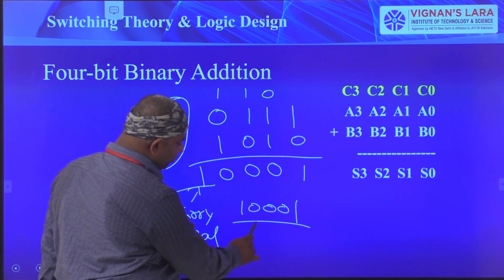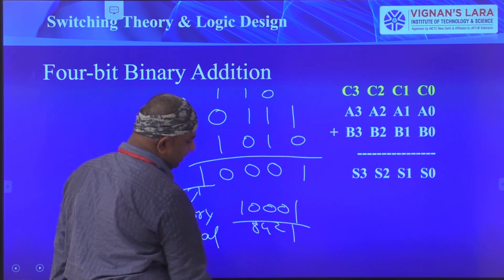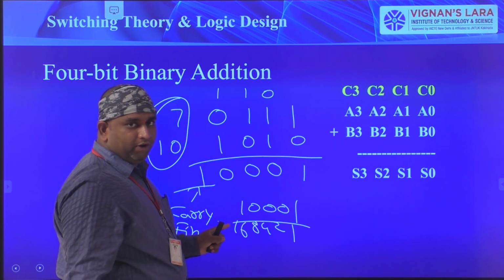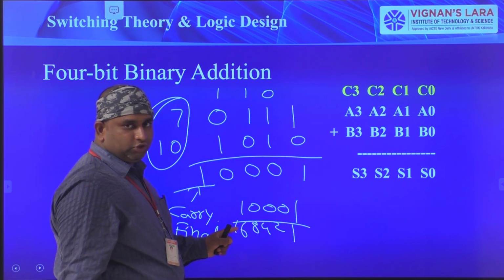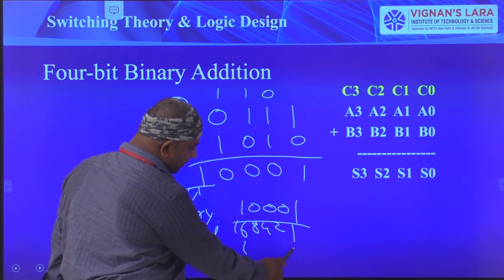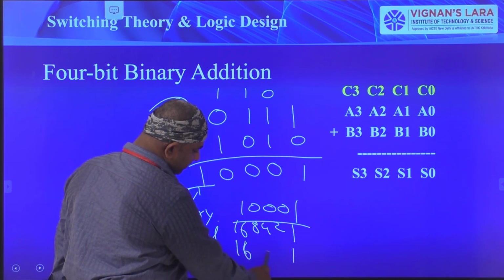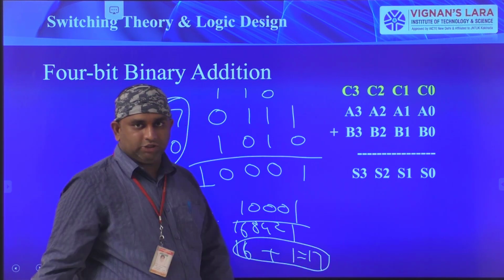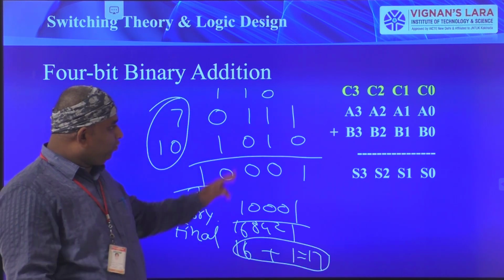10001. We know the 8421 code we are writing. So we have 5 bits. This is the 16. Why? Because this is 2 power 4, and 2 power 4 is equal to 16. 16 plus 1, that is equal to 17. So this is the operation. Right. Now we did this operation.